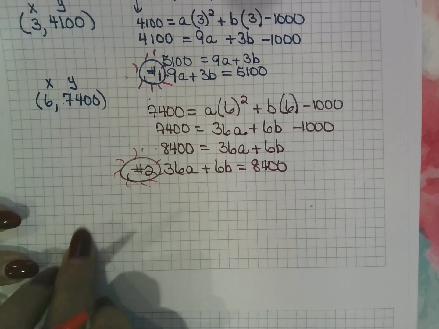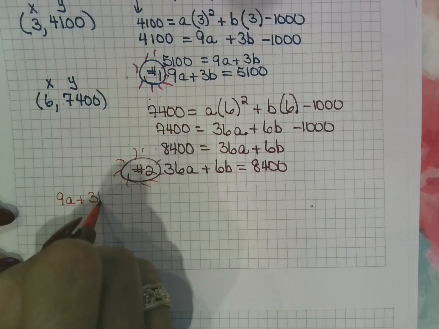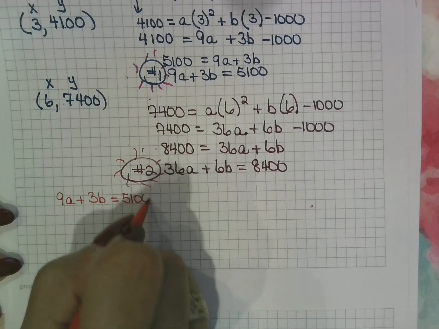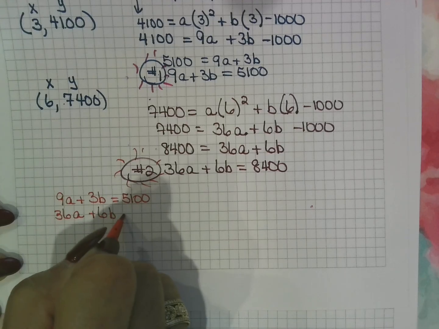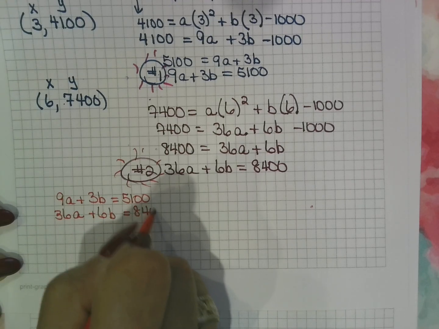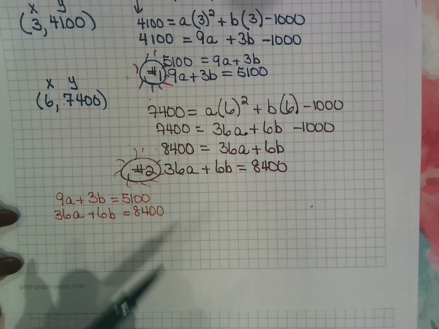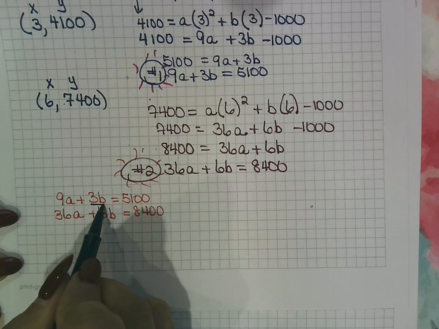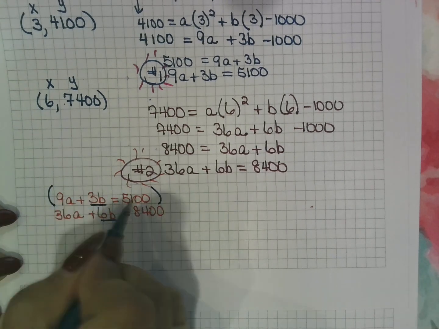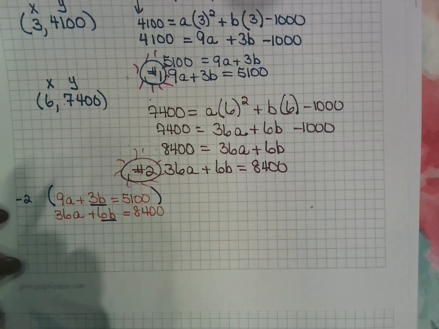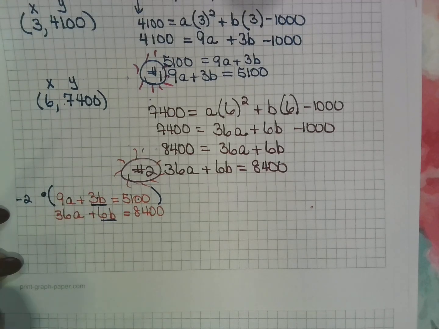Now, we're going to put these together. So we have the first equation, 9a plus 3b equals 5100. And we have 36a plus 6b equals 8400. Once again, we're using the process of elimination. What can we get rid of easily? What I'm looking at is this b statement. If I multiply everything in the top by -2, now remember that means multiplying this, this, and this by -2, I'm going to be able to cancel out those b's.